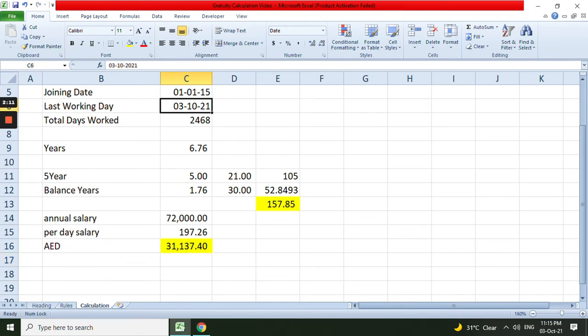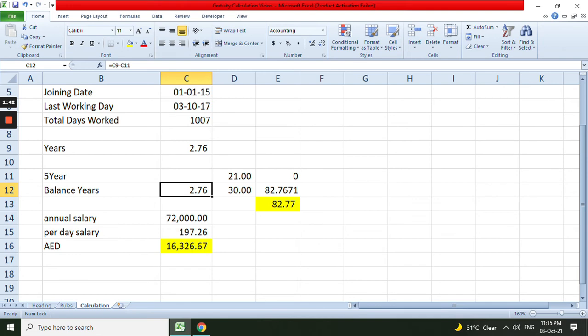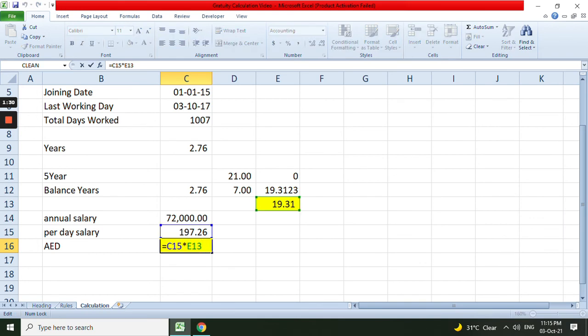And in case the staff is working, let me make it 2 years, so we'll make it 03/10/2017. Sorry, I didn't put the column. So the staff worked 1,007 days, so 2.76 years only. If it is 2.76 years only, then there is no need to have the 5 years split, as the staff worked only 2.76 years, and because he is less than 3, he is entitled to 7 days. So the calculation will be only like this then.